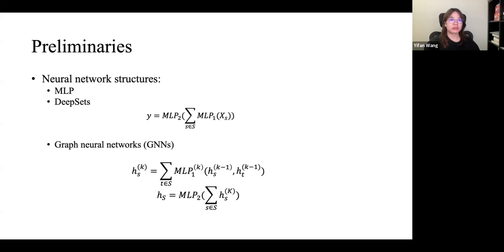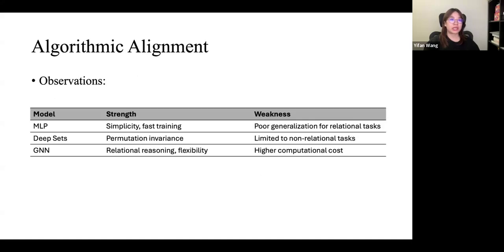And also, this will make them particularly effective for tasks like solving the pairwise reasoning problems. Okay, let me summarize their capabilities. For MLP, they are fast and simple, but they are always limited in tasks involving relational reasoning. For deep sets, they are good for aggregation tasks, but they lack some relational modeling. For graph neural networks, they are the most flexible and powerful for relational tasks, but they always require a higher computation cost.